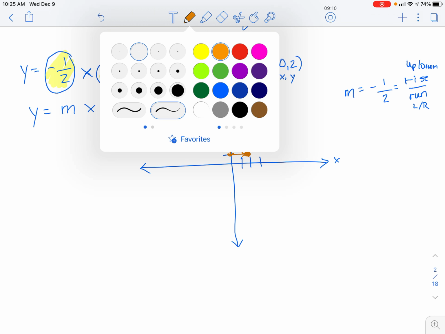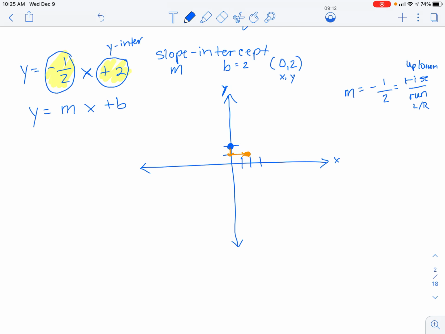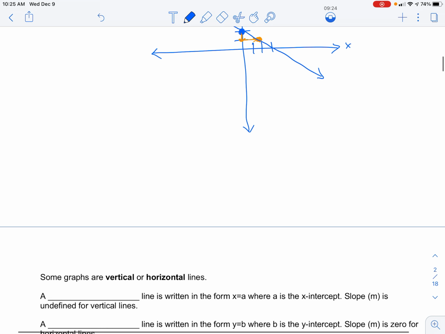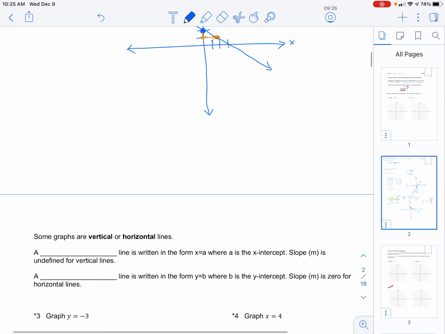So now I have 2 points, and that's all it takes to connect and make a line. So I would simply draw my line right through those points, and there's what that equation looks like using the slope-intercept form. Let's try another one. Let's say we have, let me put another sheet of paper in here.